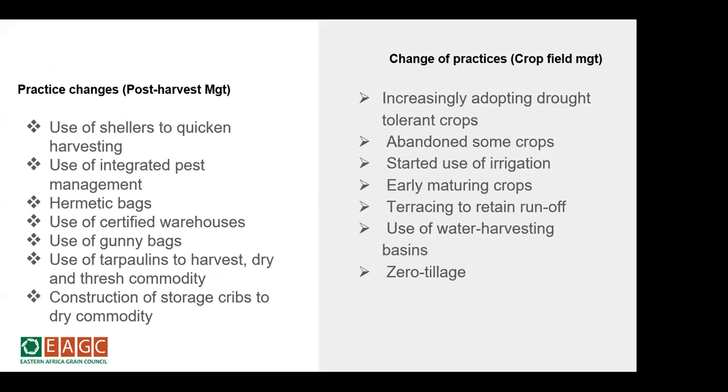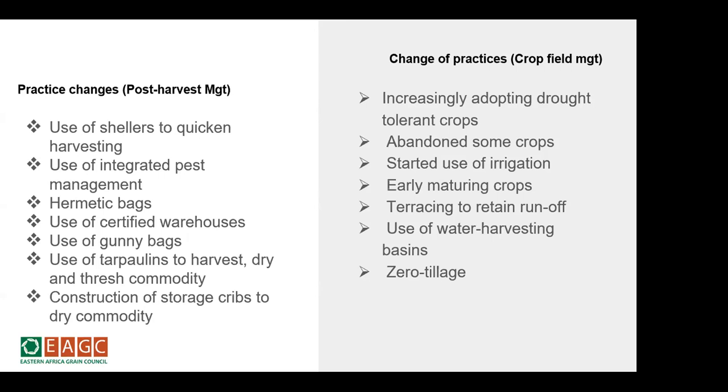So some of the practices that are changing at post-harvest levels, we are seeing, because most of the producers are small scale farmers, use of shellers to quicken harvesting, which are being modified over time. Use of integrated pest management practices. We also now are investing in hermetic bags, especially at farm level, where we can store the grain, because sometimes there's too much flooding, sometimes there's too much moisture at the farms. So we are looking at some of the investments such as hermetic bags. Certification of warehouses is also increasing. Use of gunny bags and tarpaulins.